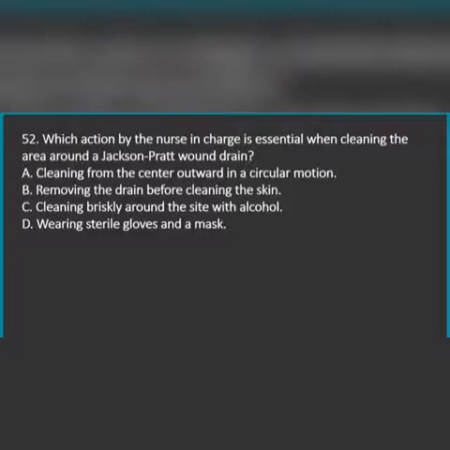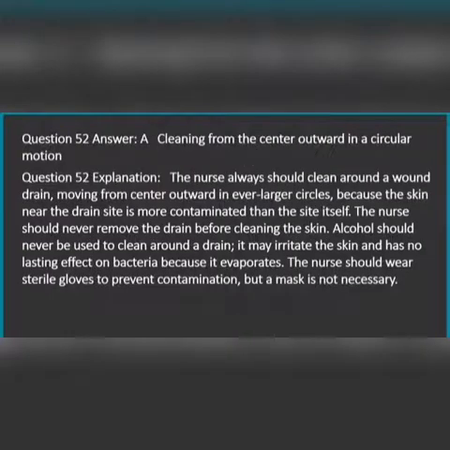A. Cleaning from the center outward in a circular motion. B. Removing the drain before cleaning the skin. C. Cleaning briskly around the site with alcohol. D. Wearing sterile gloves and a mask. Question 52. Answer: A. Cleaning from the center outward in a circular motion.